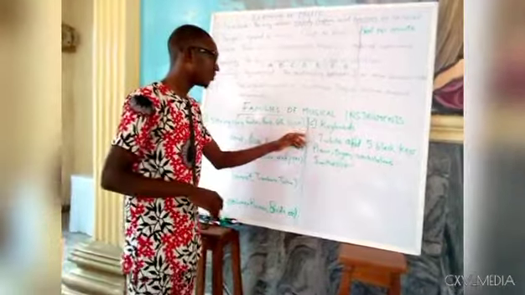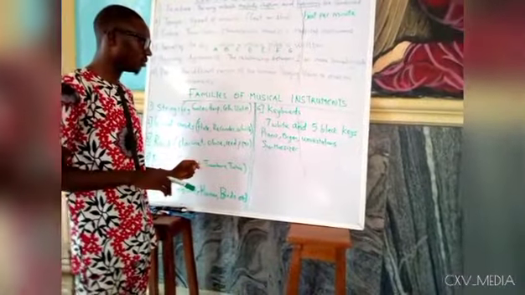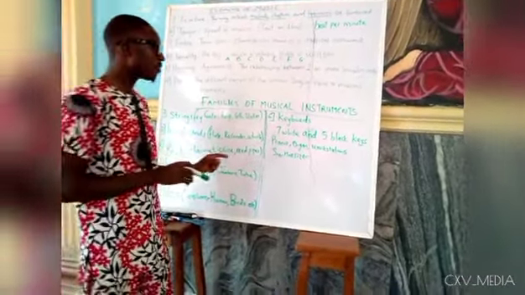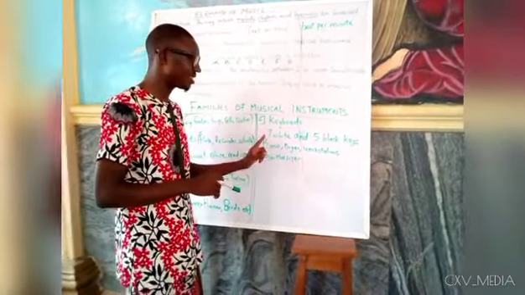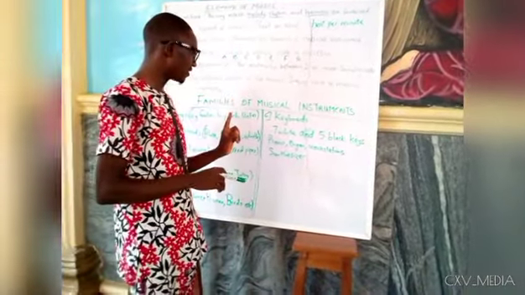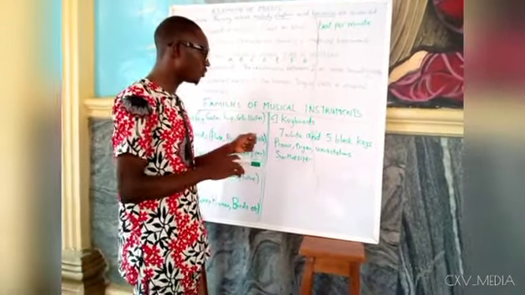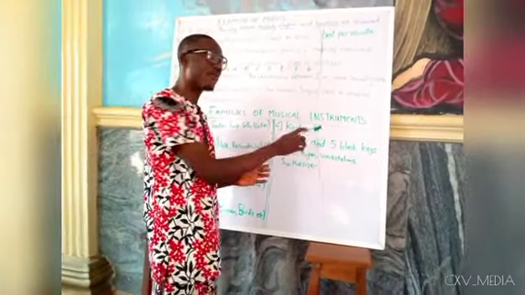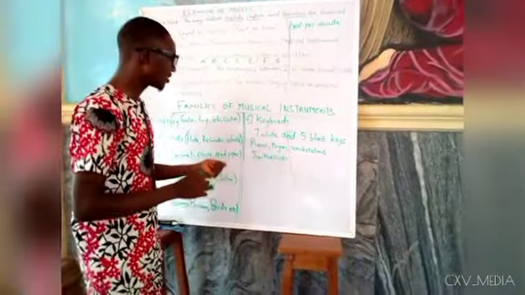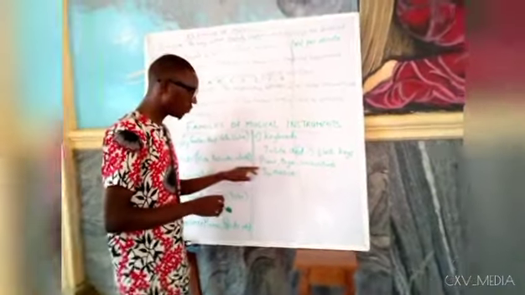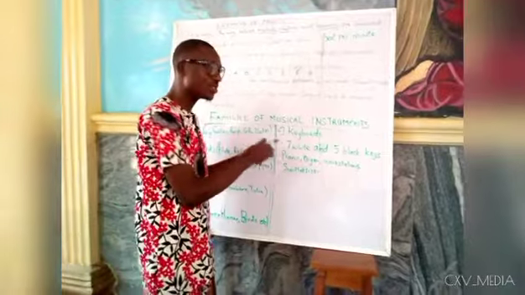Next, which is number six, the keyboard. The keyboards contain the seven white keys and five black keys. That is the way to identify a keyboard in a simple way. It should possess seven white and five blacks. Examples include piano.